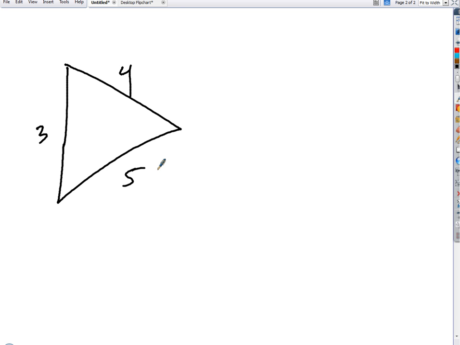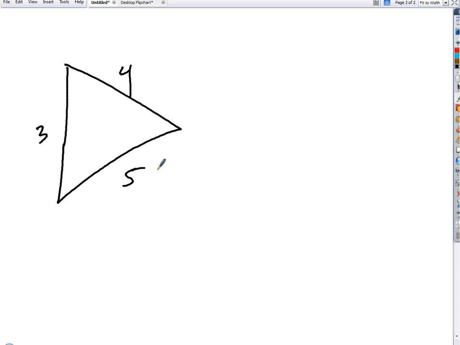Mike, what do you mean by the 5? Which angle is it? You mean the one opposite 5? Yeah. You're right. The bigger the side, the bigger the angle that looks at that side.